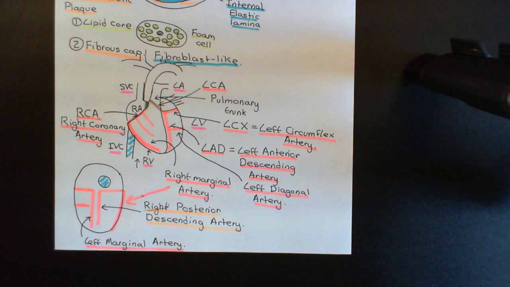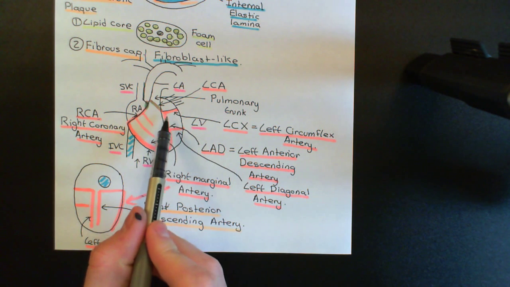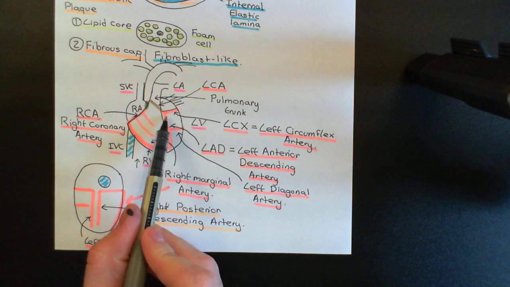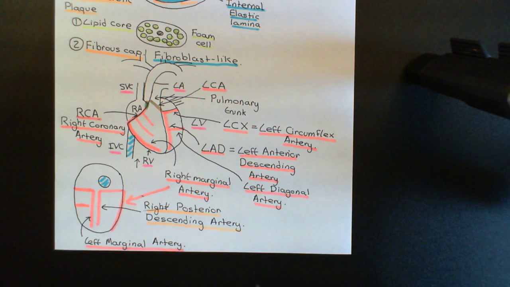Welcome back to this next video in which we are discussing coronary artery disease. Okay, so we are now going to discuss the consequences of having an atherosclerotic plaque in one of your coronary arteries. And for the purposes of having an example, let's just suppose that it is within the left anterior descending artery.